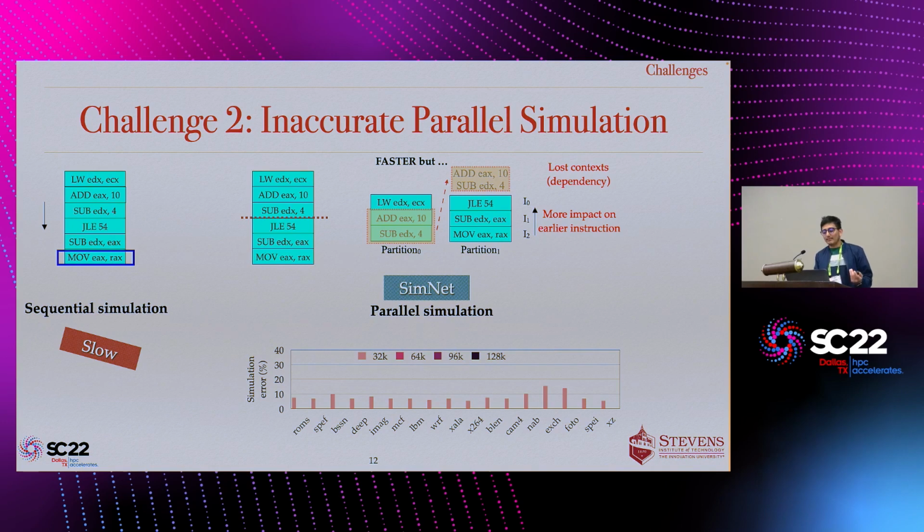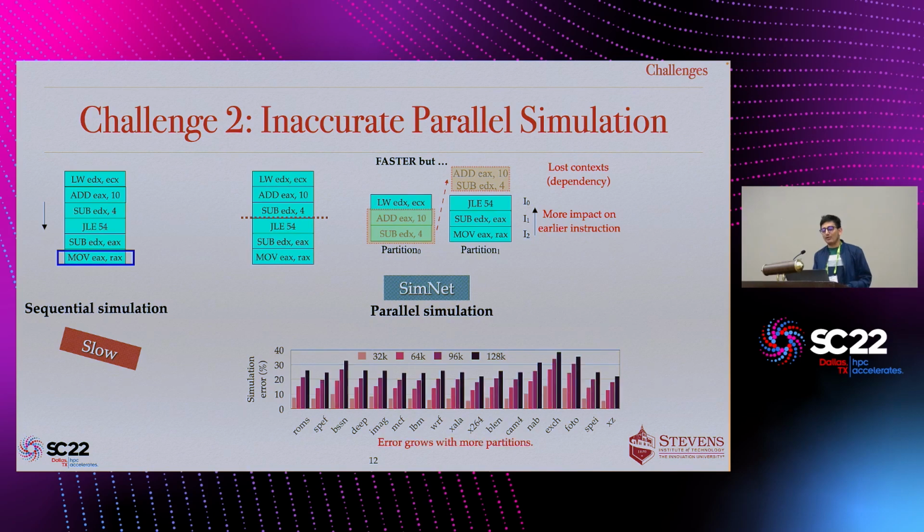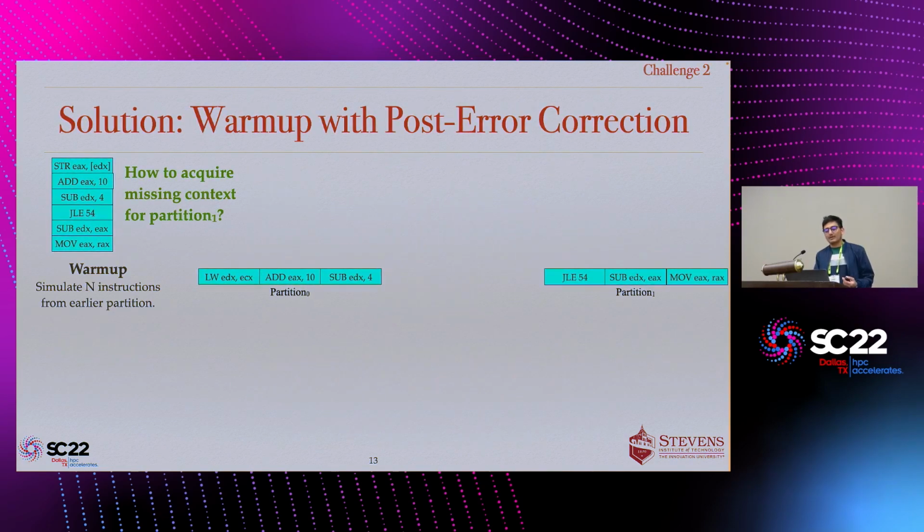So for 32K partitions, the average error is around 8%. And when we increase the number of partitions to 128K partitions, the error grows significantly. And so with more partitions, we can get more parallelism, but we also introduce more error for simulation. And hence, this kind of simulation is also inaccurate. Now, let's see how we can correct this kind of simulation error.